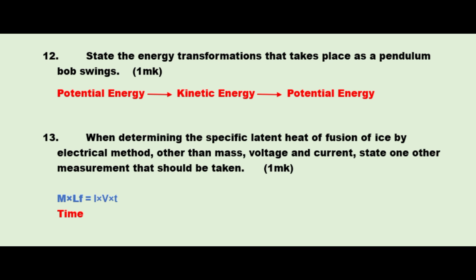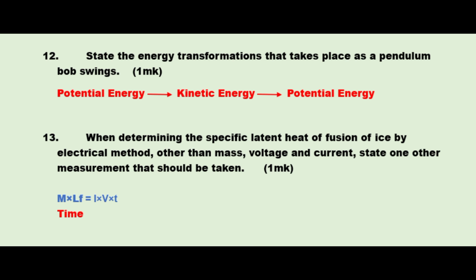So in other words, what are the readings? Mass, you are already given in the question. LF is the one we are looking for, specific latent heat of fusion. Current is given. Voltage is also given. So what is remaining is time. So the other quantity you measure there is time. So that's all about section A, 25 marks.